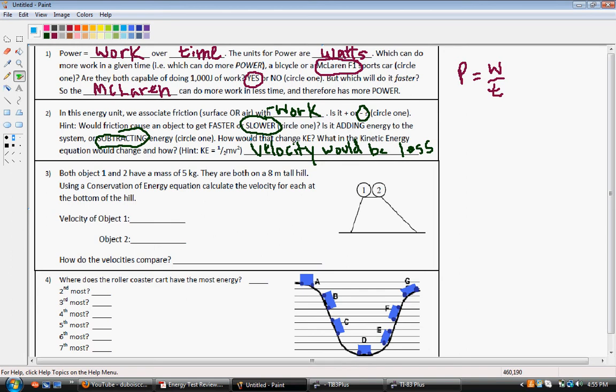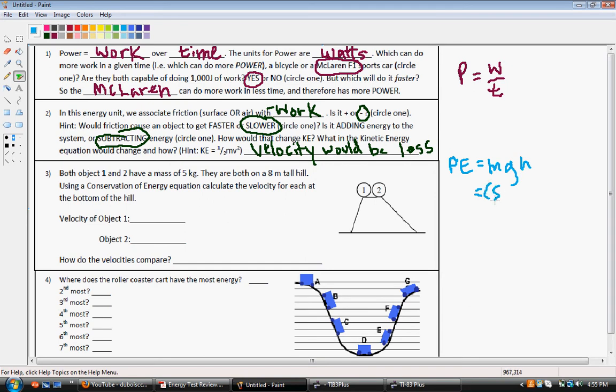So we know at the top it's got what kind of energy. And ask yourself the 3 questions. Is it above the ground? Yes. Is it moving right now? No. Is it on a spring? No. So we just have potential energy. So we can say our potential energy is mass times gravity times height, because that's the equation. And then we plug in what we know.